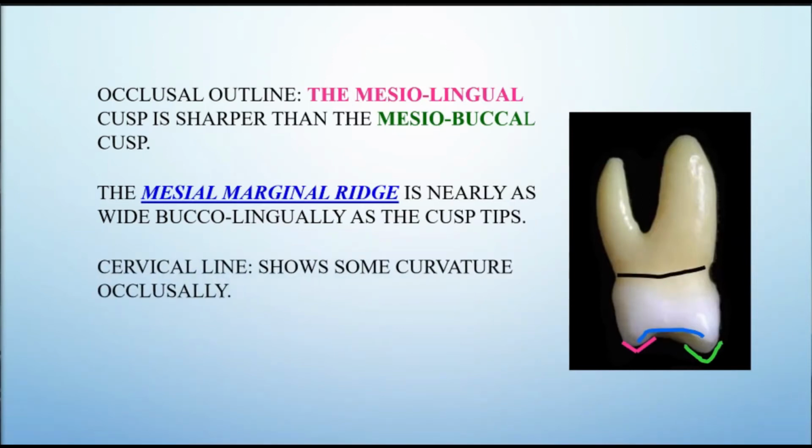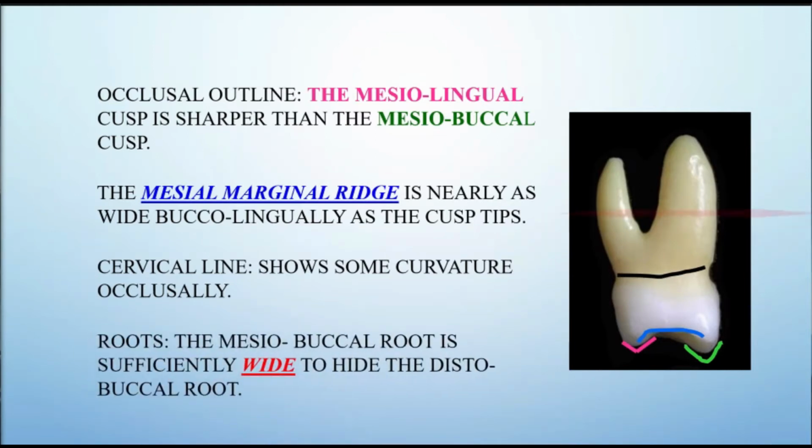Cervical line shows some curvature occlusally. Very small curvature is present here, occlusally convex to the crown. Roots: the mesiobuccal root is just sufficiently wide to hide the distobuccal root. In case of maxillary permanent first molar, we saw that the mesiobuccal root covers two-thirds of the neck area. So here it is almost the same, very big, and the distal root is under the mesial root. Mesiobuccal root is sufficiently wide to hide the distal root.